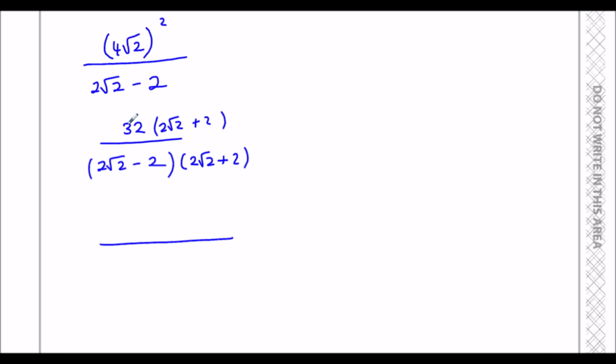So for the top line, 32 times 2 root 2 is going to be 64 root 2. And 32 times 2 is 64. And the bottom, 2 root 2 times 2 root 2. 2 times 2 is 4, and root 2 times root 2 is 2. 4 times 2 is 8. I've got 2 root 2 times 2, which is 4 root 2. Negative 2 times 2 root 2, which is negative 4 root 2. So these are going to cancel. And negative 2 times 2, negative 4.